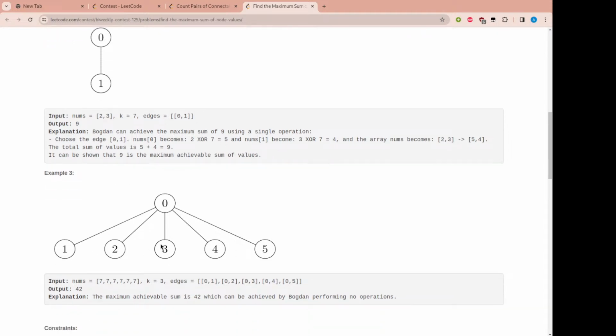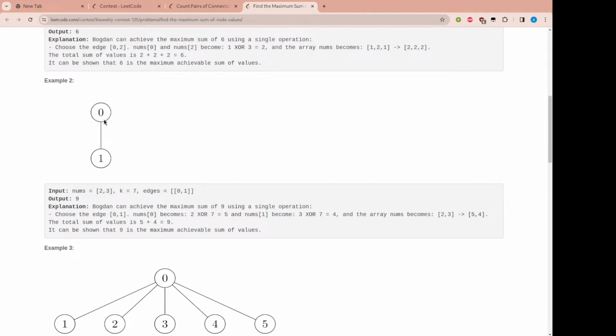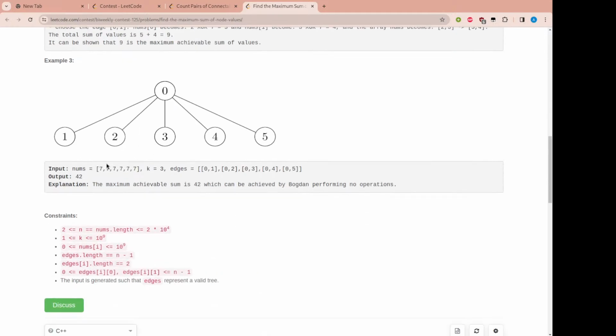Similarly, if we look at this sample, the elements are 2 and 3 and k equal to 7 is given. It says we can get a maximum sum of 9 if we perform the only operation over here, XOR. And similarly, all the elements are 7 over here, k equal to 3 is given, and it says to achieve maximum sum we should not perform any operations. So any questions on the problem statement, what it is asking us to do, before I move on to how to solve this one?